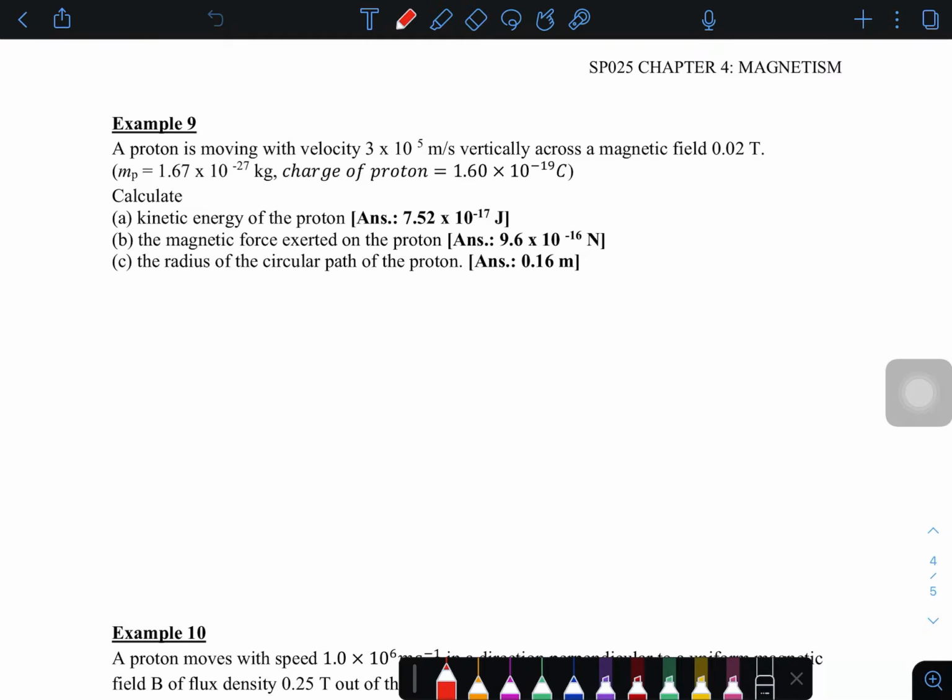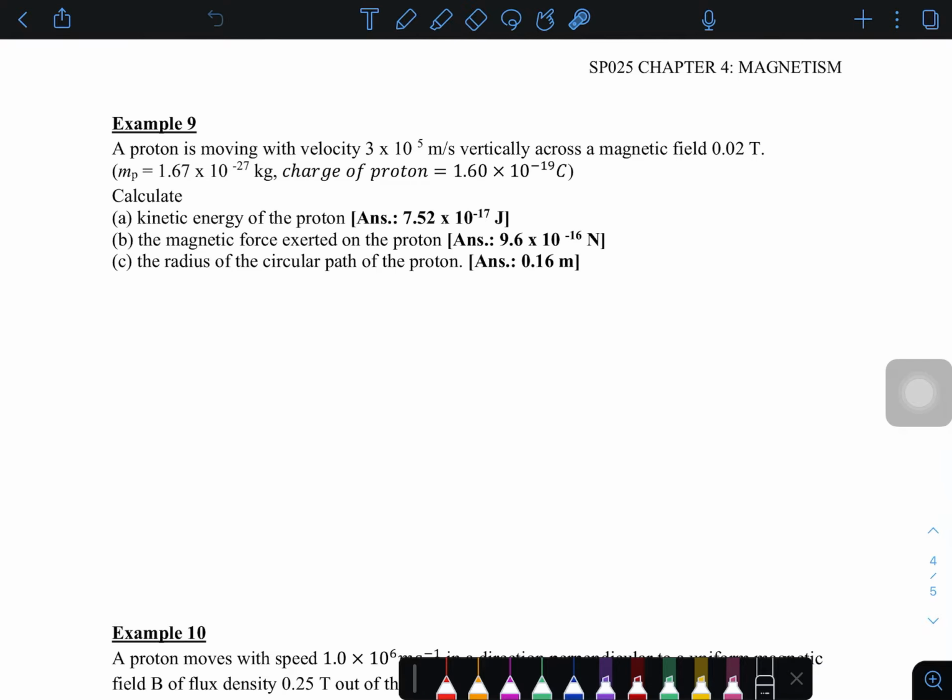Okay, now we look at example 9. So example 9, a proton is moving with a velocity of 3 exponent 5 meter per second vertically across a magnetic field of 0.02 Tesla, given mass of the proton and charge of the proton. So, kita tengok, the first one dia minta kinetic energy, the second one dia minta magnetic force, and the third one dia minta radius of the circular path.